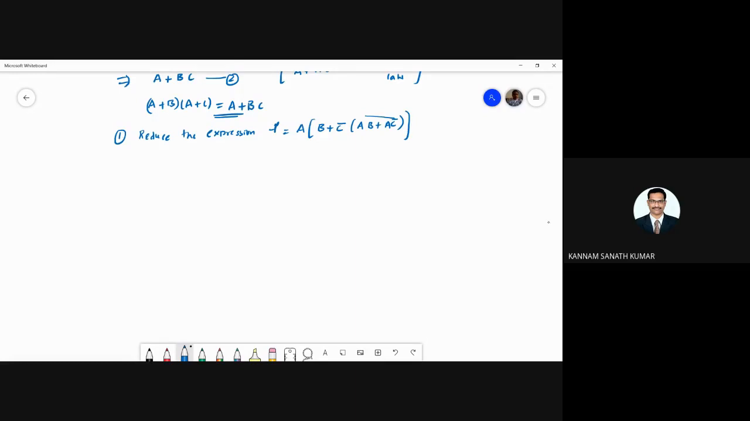So what is the given expression? f equals a into c plus c bar ab plus ac bar whole bar. First of all, what is the order of reducing the given expression? Parenthesis, not, and, or. Here the whole complement is there, so first you have to apply De Morgan's law.